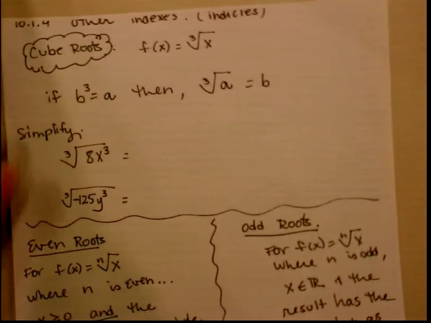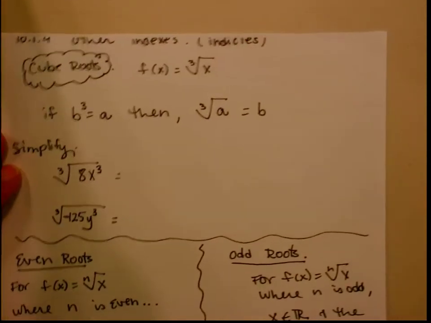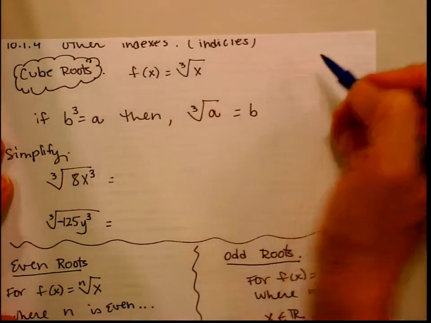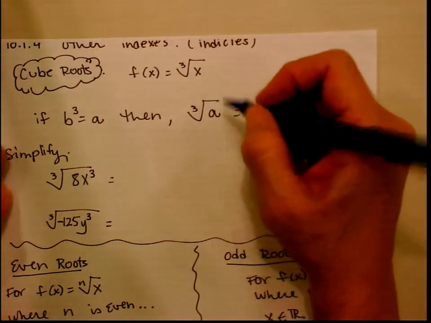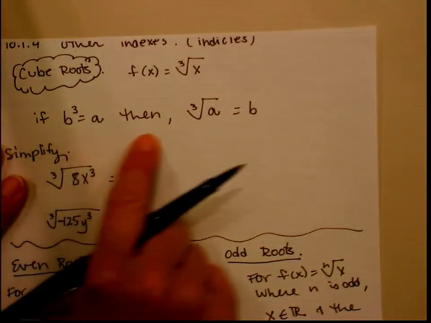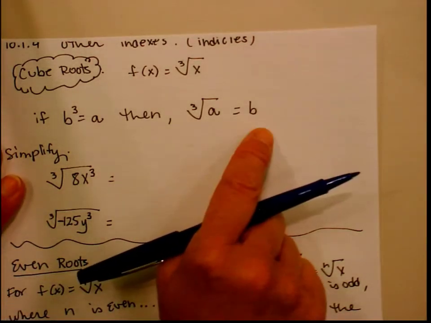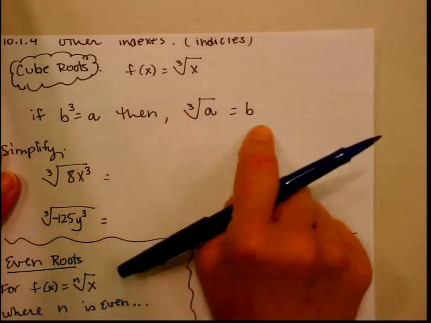Okay, let's go ahead and jump into that last page. So other indexes or indices, I don't know how I'd actually pluralize that. So cube roots is if that index is 3, that's what we say. So f of x equals the cube root of x. So here's the funky definition. If b cubed equals a, then the cubed root of a equals b. Did I say that right? If b cubed equals a, then the cubed root of a equals b.